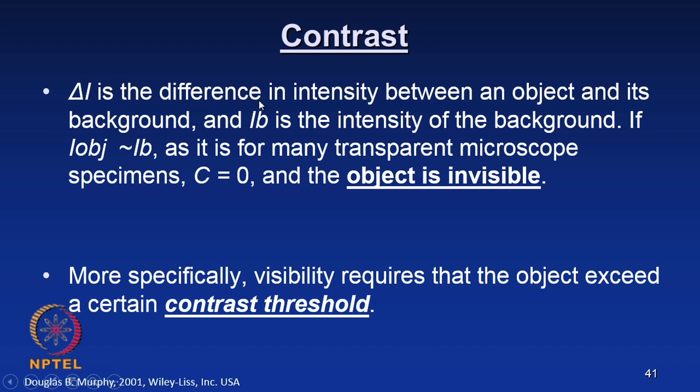Where delta I is the difference in the intensity between an object and its background, and IB is the intensity of the background. If I objective is equal to I background, as it is for many transparent microscope specimens, C is equal to 0 and the object is invisible. More specifically, the visibility requires that the object exceed a certain contrast threshold.